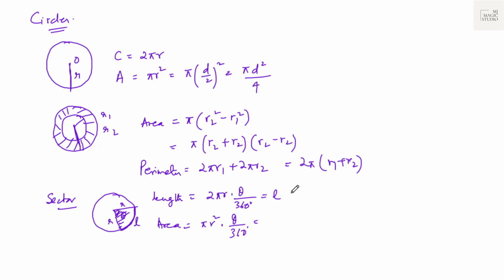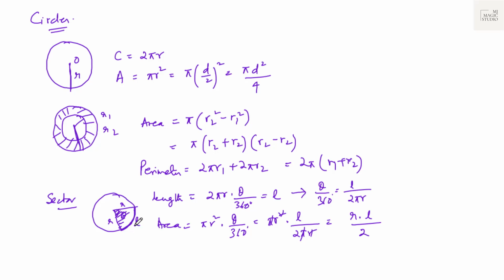Now you see carefully, using this particular formula, we can say that theta by 360 degree is L by 2 pi r. So if I use this theta by 360 degree as L by 2 pi r in the area formula, it will become pi r square into L by 2 pi r. Pi cancels, r cancels. So it will become simply r into L by 2.